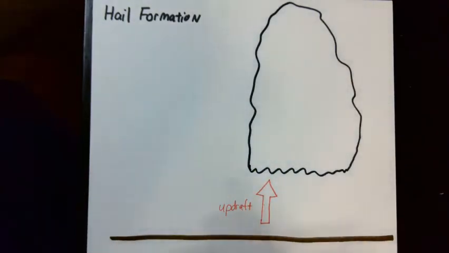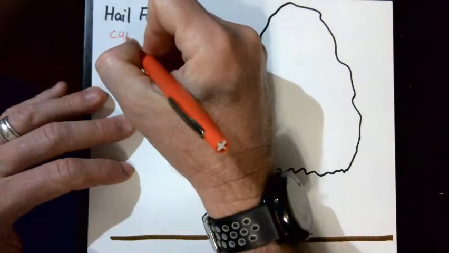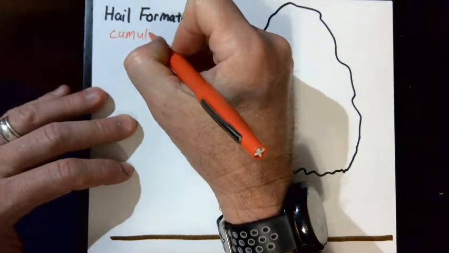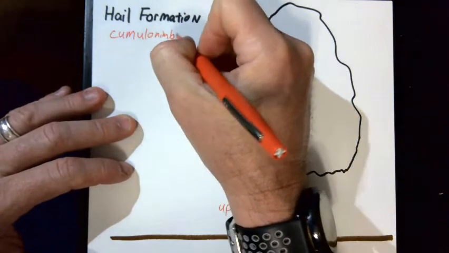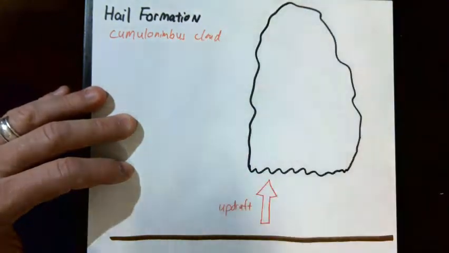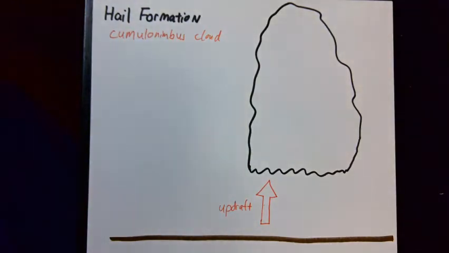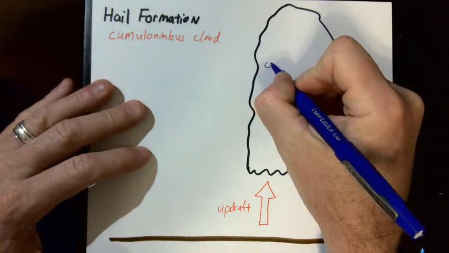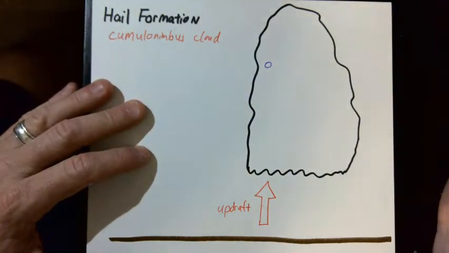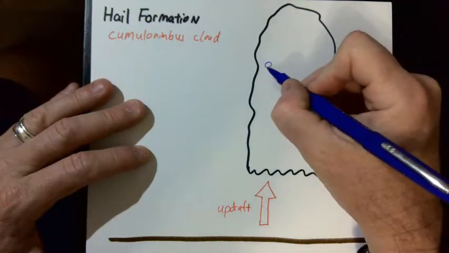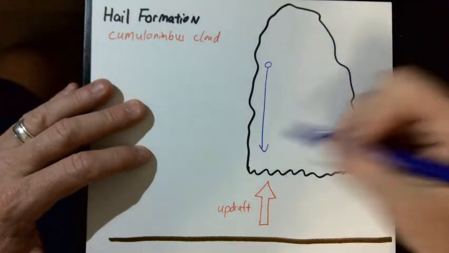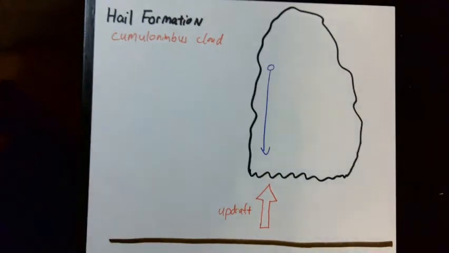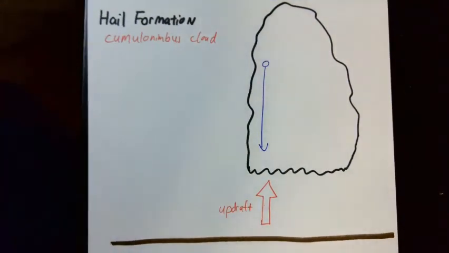And now it starts to get to be kind of violent. This is what's called a cumulonimbus cloud. We've got to have a cumulonimbus cloud, a big, thick, nasty thunderstorm type of cloud. Well, here's what happens. We have a frozen chunk of water up there, and it gets too heavy and it starts to fall down. That's water falling from a cloud, and we know that that happens from clouds.